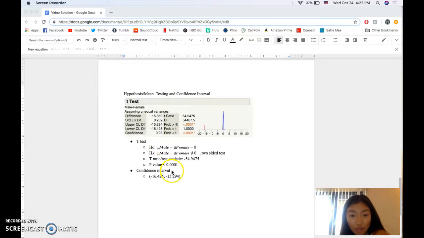Because our confidence interval is negative 16.425 to negative 15.294, which is under 0 or negative, the order of differences tells us that the average time spent grooming for males is less than the average time spent grooming for females.